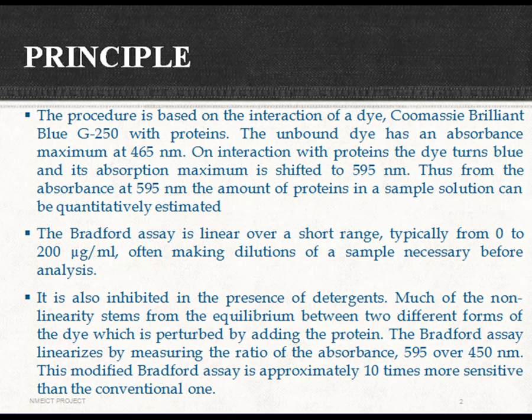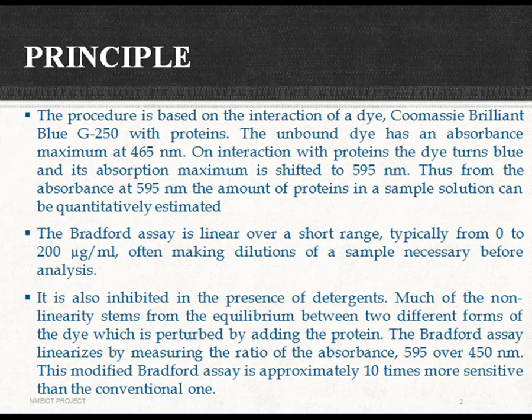The Bradford assay is linear over a short range, typically from 0 to 200 microgram per ml, often making dilution of a sample necessary before analysis. It is also inhibited in the presence of detergent. Much of the nonlinearity stems from the equilibrium between two different forms of the dye, which is perturbed by adding the protein. The Bradford assay is linearized by measuring the ratio of absorbance 595 over 450 nanometer.